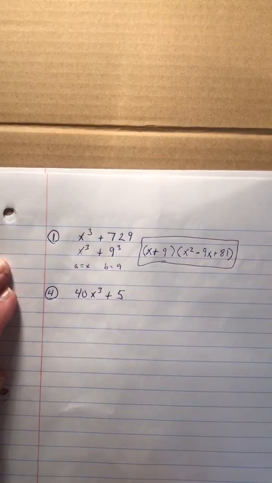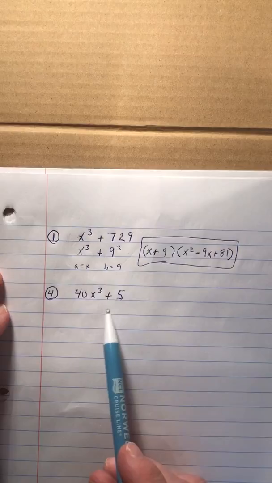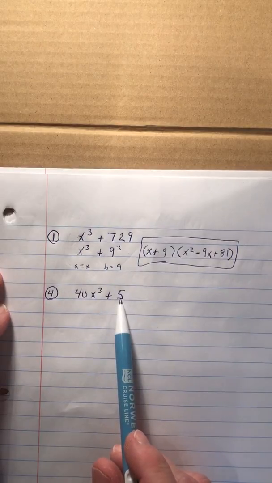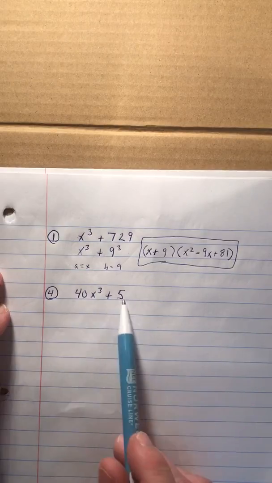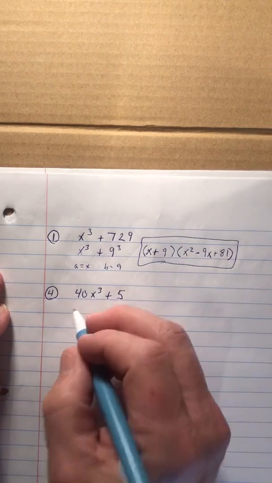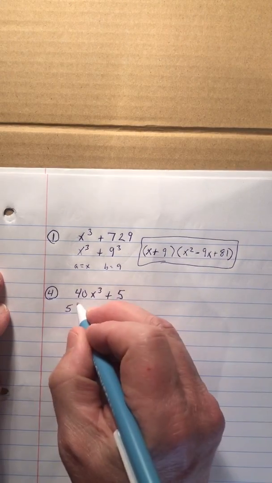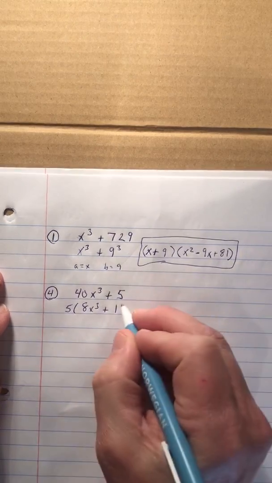All right, the second one is a little bit harder to see. This one we know 5 is not a perfect cube. The lowest perfect cube would be 8 or 1. So 5 is not going to be, so we can more than likely factor that out, and we can see we can factor it out of the 40 and out of the 5. So we would factor that 5 out of there and get 8x cubed plus 1.